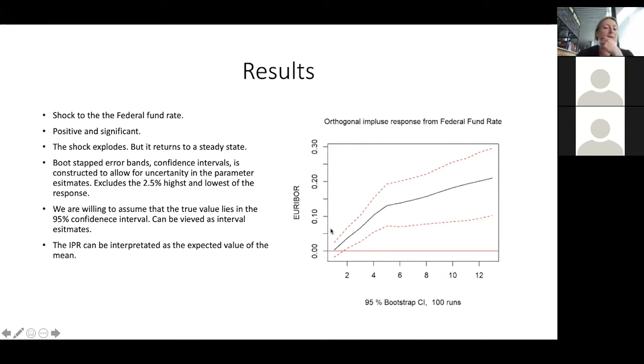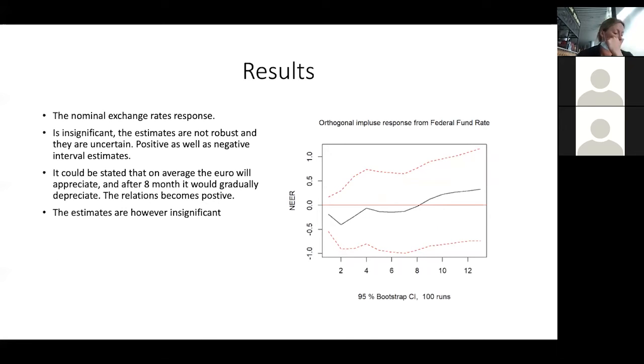But as we speak about how this doesn't die out, there might be better ways to estimate this, like using different sorts of VAR models. As we see here, for example, the nominal exchange rate response to the federal fund rate, and this nominal exchange rate is defined as, again, euros per dollar. So if it increases, that's an appreciation of the dollar. The results are insignificant and not robust, because the interval estimates are positive as well as negative.